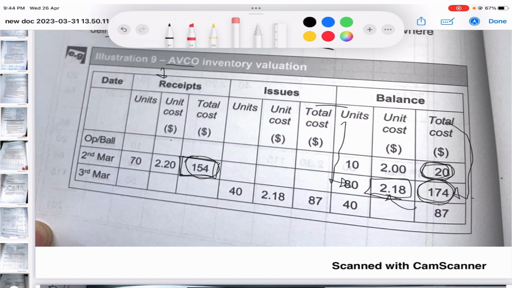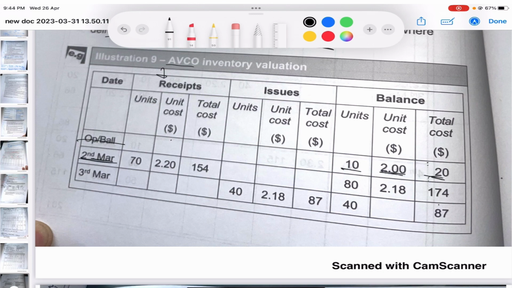So are you able to understand what I did? Let me just repeat, and I hope you're solving it along with me. Opening balance is given 10 units, each costing 2. The total is 20. On 2nd March, I got a receipt of 70 units, each costing 2.20. So my total is this much. Now, what will my balance be? From before I had 10 units. Now I have purchased 70 more. So my units are going to be 70 plus 10, which is 80.